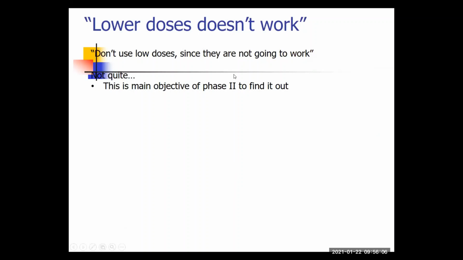I talked to you earlier, right? When you try to design a study, you try to set up a low dose, and then the team will say lower dose doesn't work. All right, don't use a low dose since it's not going to work. Well, this is the main objective of phase 2, to find it out.